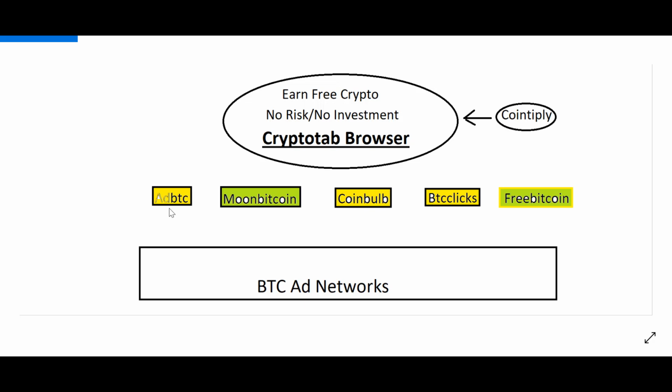I would just earn from AdBTC because I click over here almost every day. I do not click on all these websites. I usually use a CryptoTab browser, CoinTipley, AdBTC, Moon Bitcoin, and then CoinBulb or BTCClicks most often. And I don't always make it to free Bitcoin, sometimes on the weekend. But I don't have time to go to every website clicking. But if you have the time, there's just more free Satoshi that you can earn. And you can always withdraw that and use it to advertise.